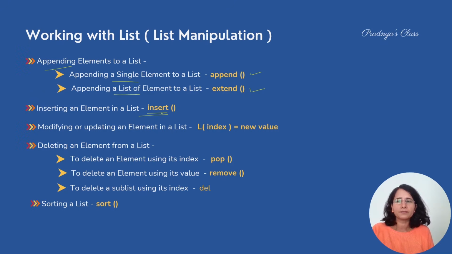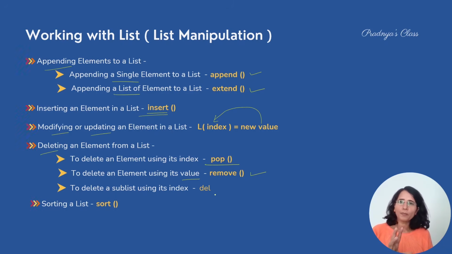There is one more important operation generally we perform on any data structure, and that is modifying or updating the item. That we can do by directly assigning the value to the required index. Because list is a mutable data type, we can directly change the content of the list. The next important operation is delete. If you know the index of the item, then you can use the pop method. If you don't know the index but you know the value, then you can use remove.